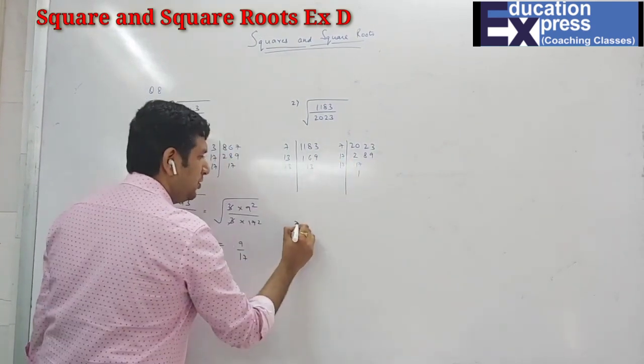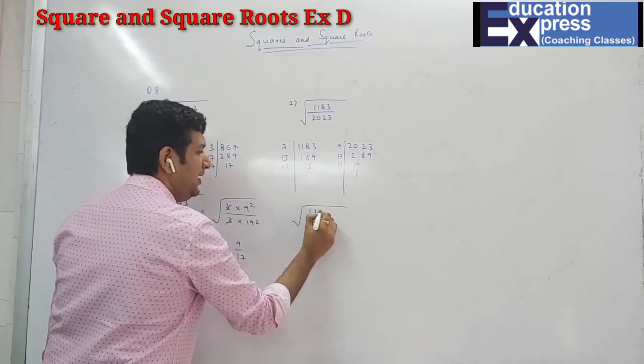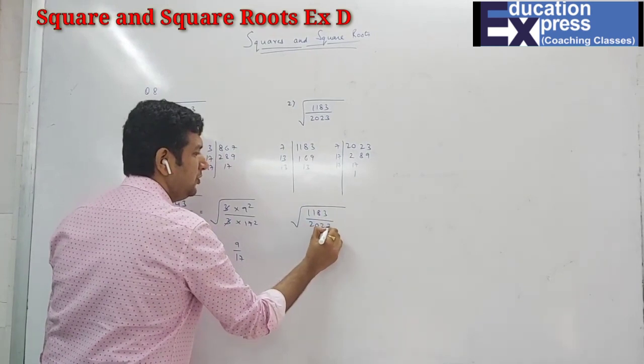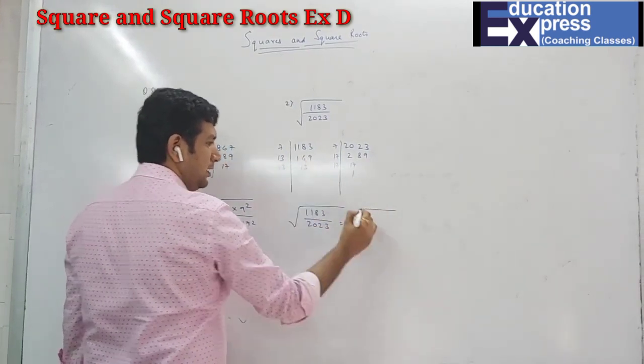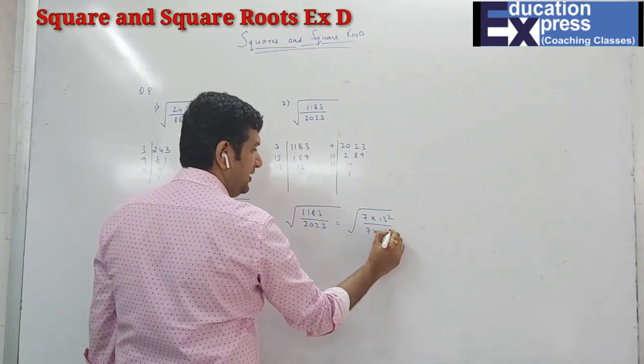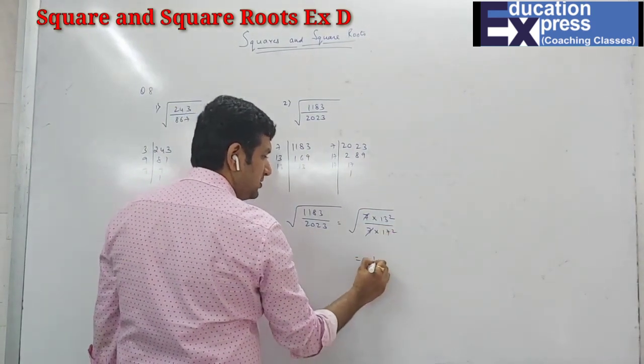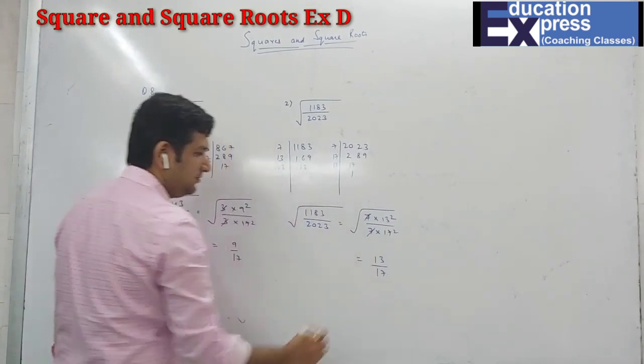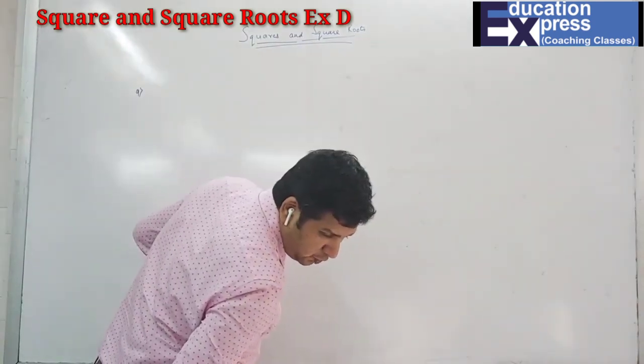So now, students, you can see here 1183 upon 2023 is nothing but 7 into 13 square and 7 into 17 square. So answer is 13 upon 17. So find the root of 15625.